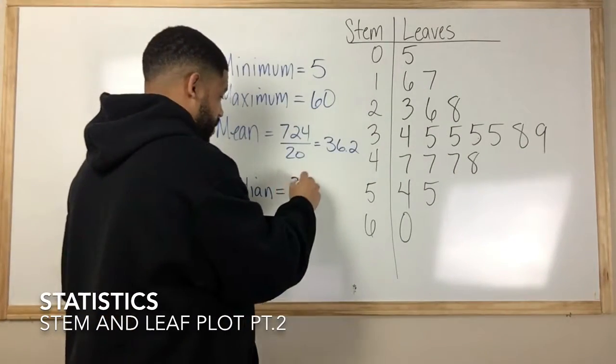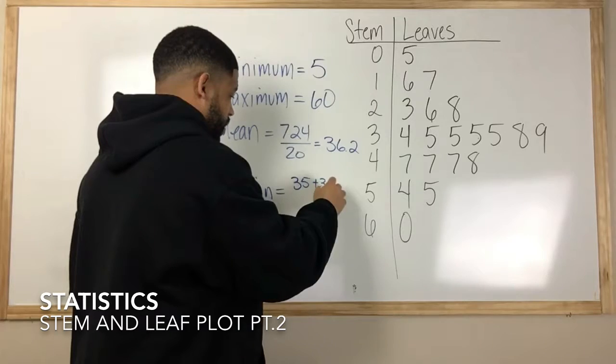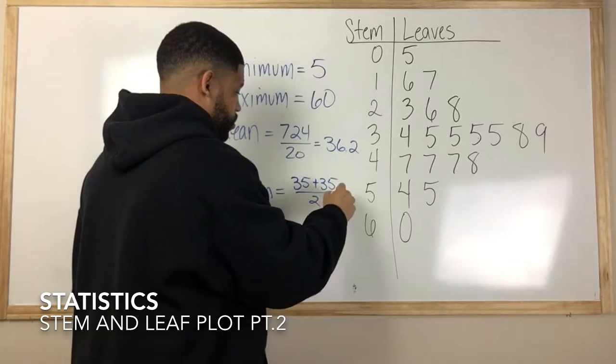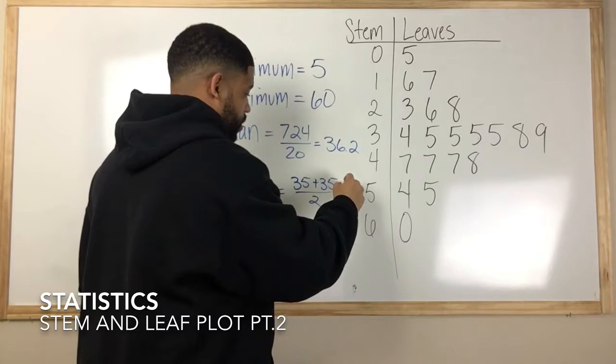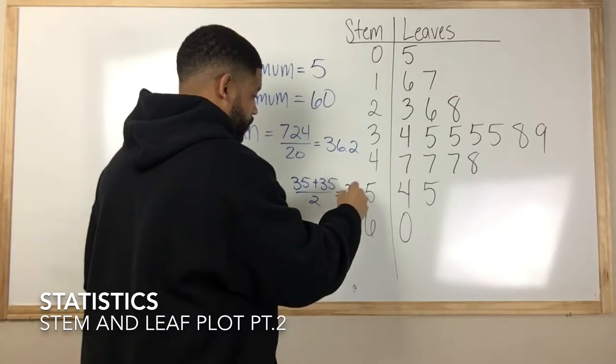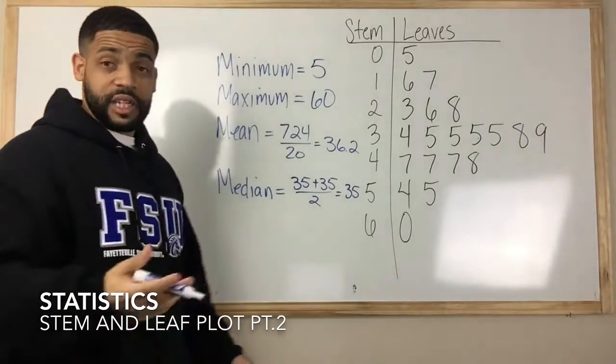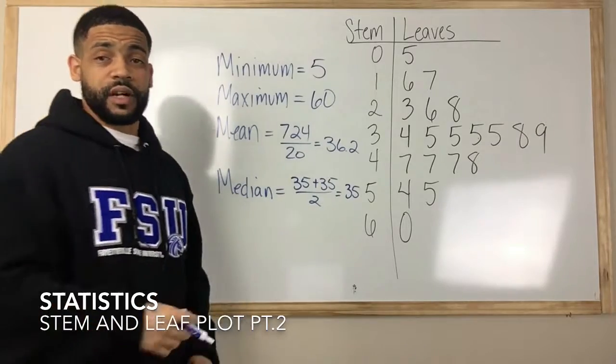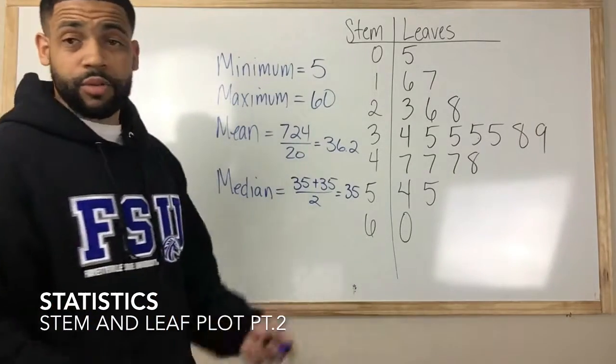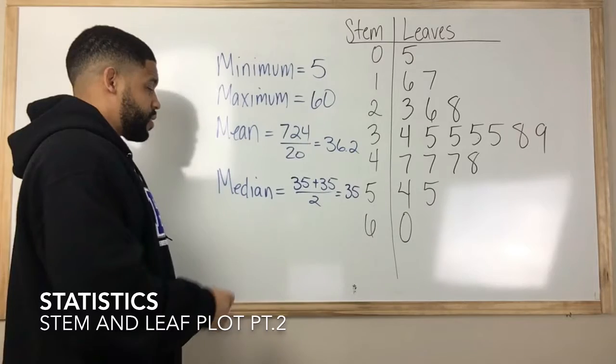So if I take 35 plus 35 divided by 2, that would give me 35, okay? Because 35 plus 35 is 70. 70 divided by 2 is 35, okay? So our median number is 35. That's the middle number of the data set.